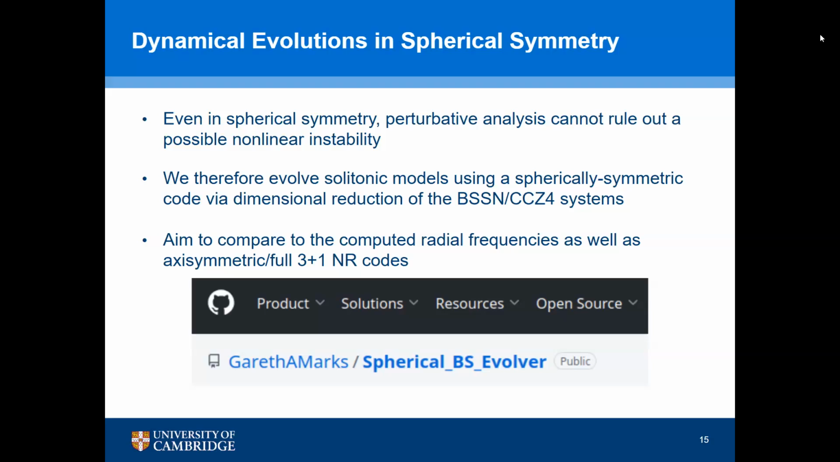Spherical symmetry. I wrote this code that I call spherical BS evolver. And the idea here is essentially that you dimensionally reduce the DSSN and CCZ4 systems. My numerical relativity people will know what those are. They're essentially two of the standard numerical relativity evolution schemes, one of which is constraint damping and the other, DSSN, is not. And the idea here is that you make as fair a comparison as you can with the higher dimensional codes because you're doing everything essentially by the same method, just with this dimensional reduction. Yeah, so my code's on GitHub if anyone's interested, although it's still in a somewhat messy state.